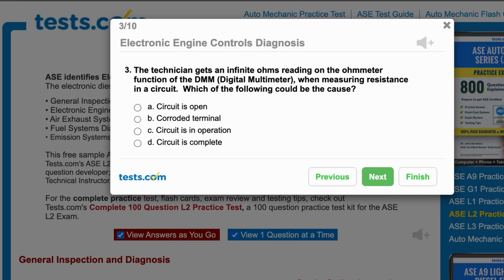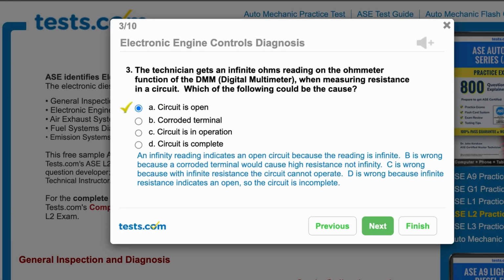Electronic engine controls diagnosis. Question 3. The technician gets an infinite ohms reading on the ohm meter function of the DMM, digital multimeter, when measuring resistance in a circuit. Which of the following could be the cause? A. Circuit is open. B. Corroded terminal. C. Circuit is in operation. D. Circuit is complete.